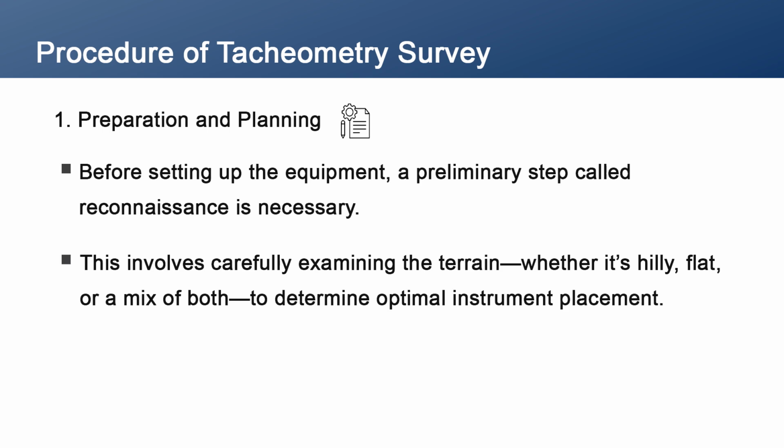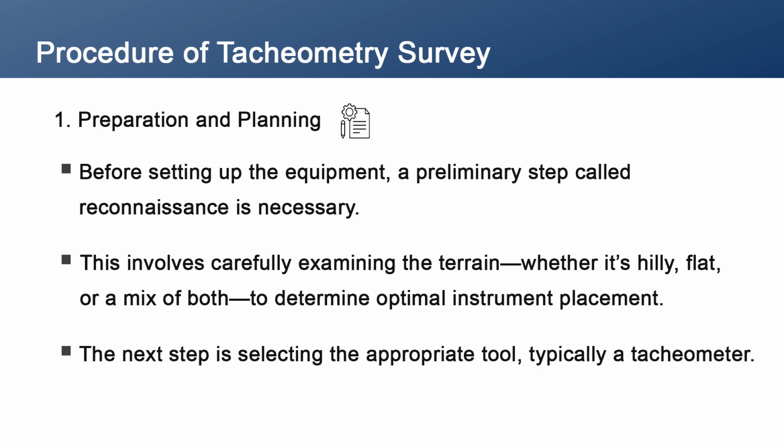Let us close this lecture by summarizing the procedure for conducting the tachyometric survey. The procedure is: first, preparation and planning. Before we even set up the equipment, we need to do some base work. This step is called reconnaissance, which is just a term for checking out the area. We take a good look at the terrain, whether it is hilly, flat or somewhere in between, and decide where we will place our instrument.